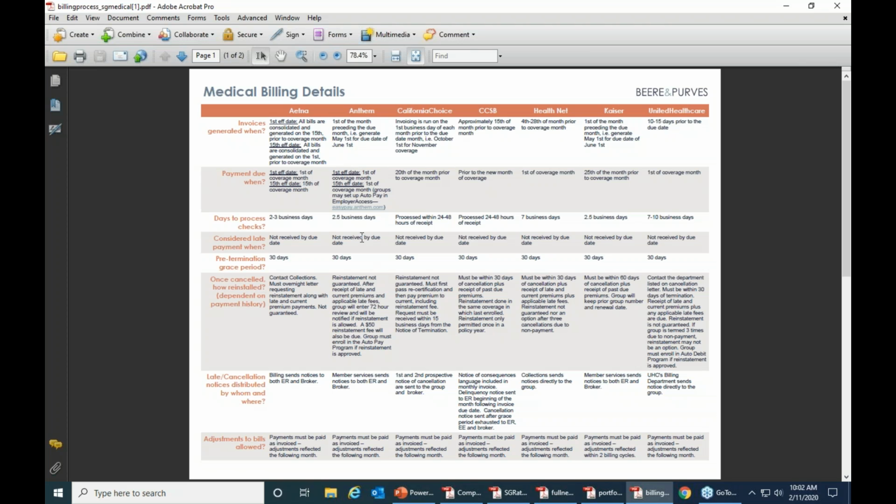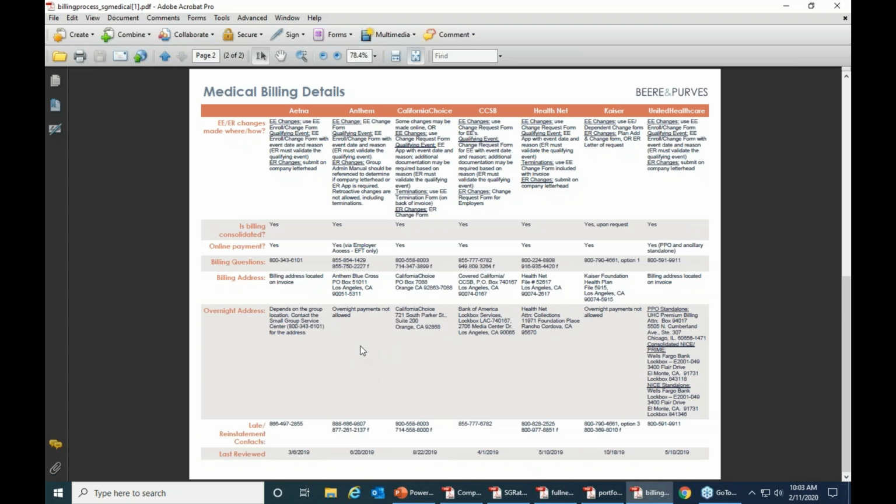When is it due? If I'm going to write you a check and I'm tight on funds, when do you process that check? Well, if it's with Anthem, it's going to be processed in 2.5 days. So it just gives me an understanding of when I have to have the funds ready to go. If you need a reinstatement, if it's late, it's all listed here. The other thing is, if I need to call somebody on a billing question, who do I call?